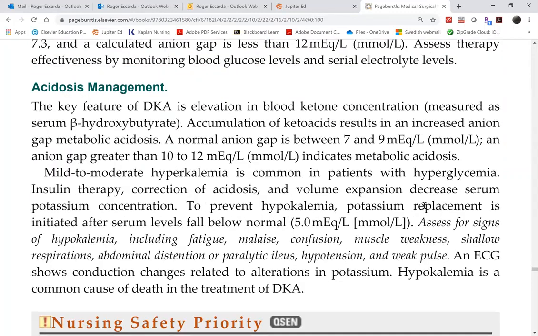Now, remember, this patient is DKA. So we are managing the fluids for dehydration. We're managing the blood sugar. What do we do about the acidosis? Something has to be done, because otherwise this patient will continue in the Kussmaul's respiration, will continue with metabolic acidosis.